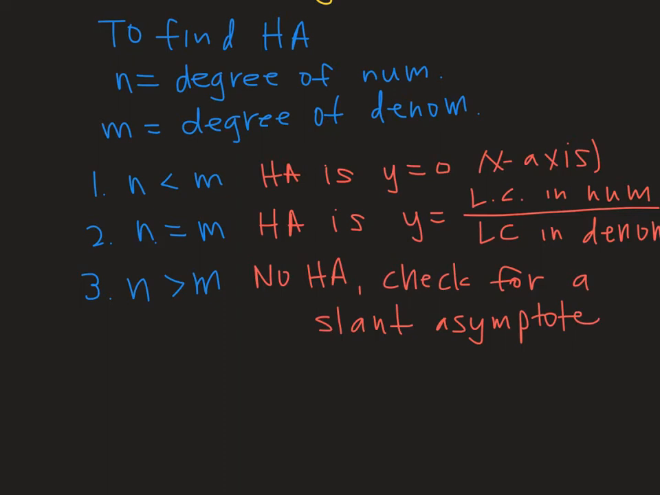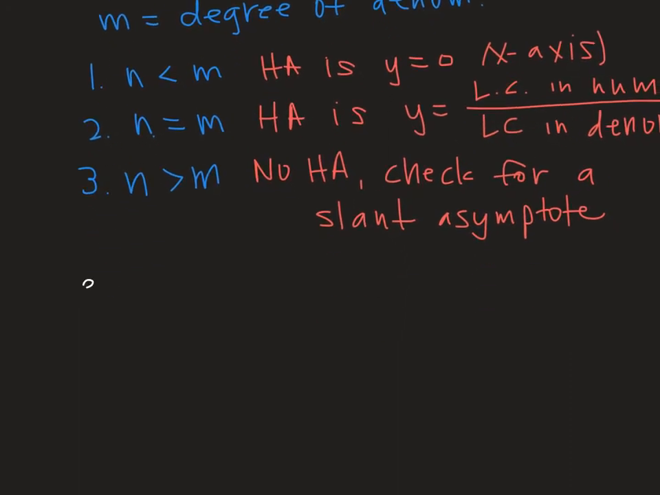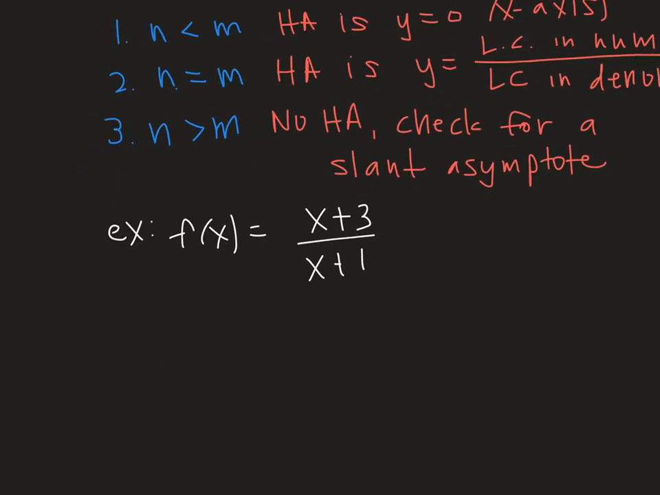You definitely want to write those things down because that's going to tell us what kind of horizontal asymptote we have. And if we now go back to our example, just a reminder, our example is f of x equal to x plus 3 over x plus 1. And we want to find the horizontal asymptote. So we want to determine what the degree is. For the numerator, the degree is 1. The highest exponent we have on x is 1, and the degree in the denominator is also 1.